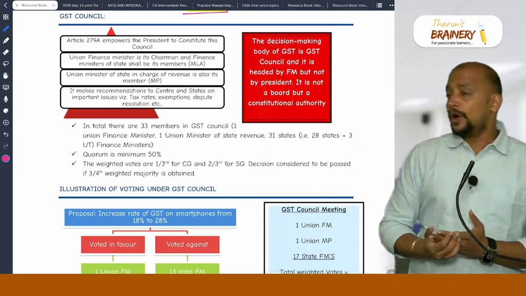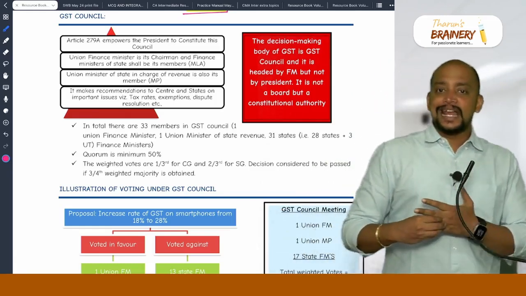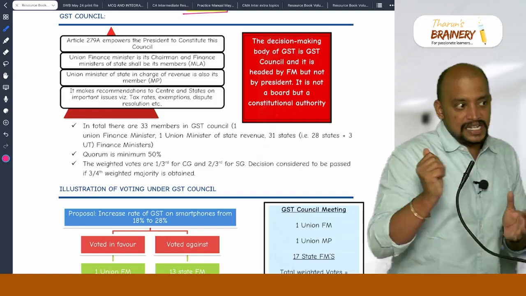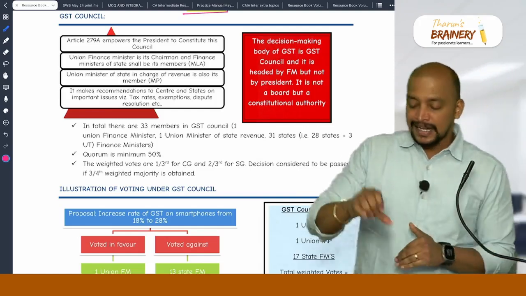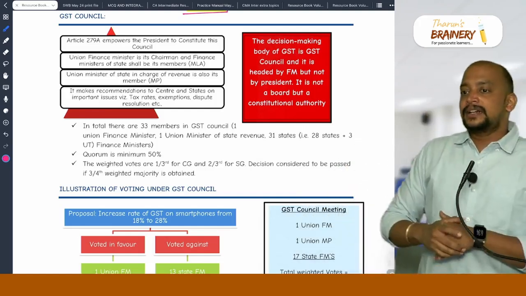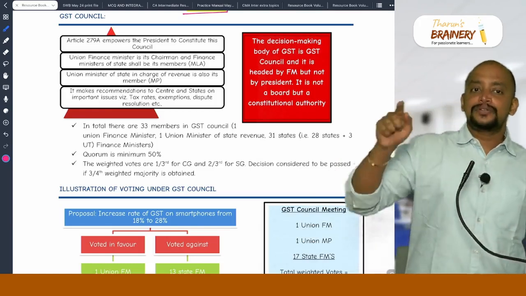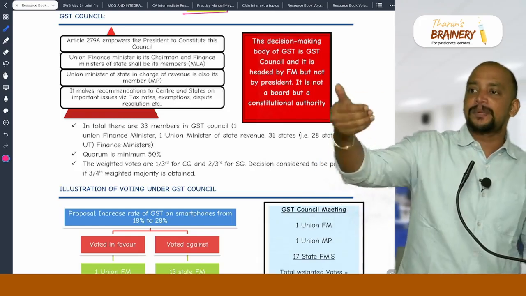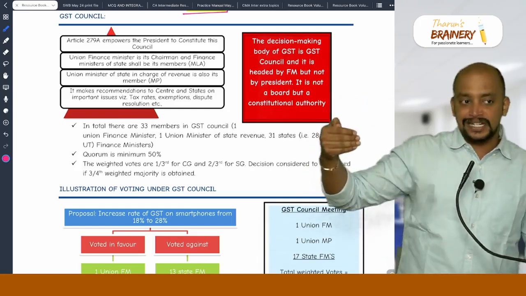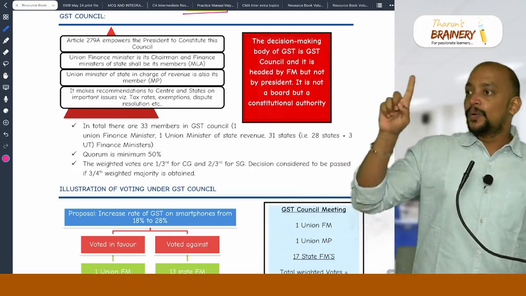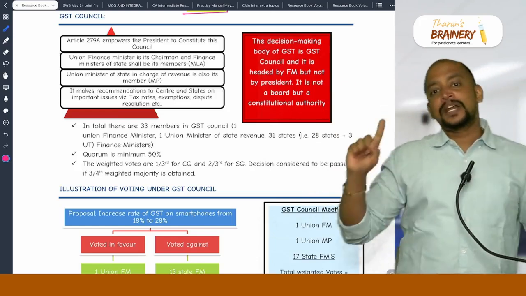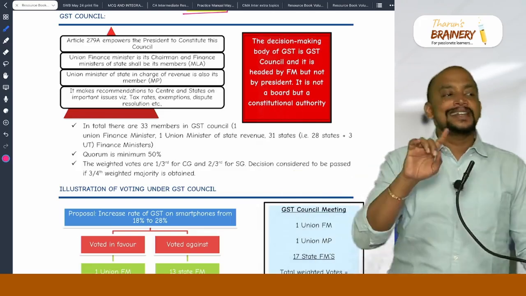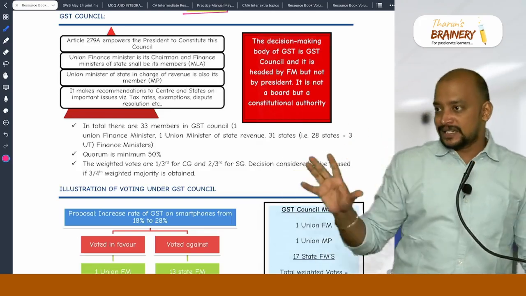How 33 members? How many states do we have? 28 states, plus 3 union territories are considered as states. Already we saw that. What are those 3 union territories? Delhi, Puducherry and Jammu and Kashmir. So 28 plus 3, 31. For 31 states, there will be a representation. So therefore, 31 state finance ministers plus 1 Union Finance Minister plus 1 Minister of State representing the finance. So therefore, 33 members will be there in the GST Council.